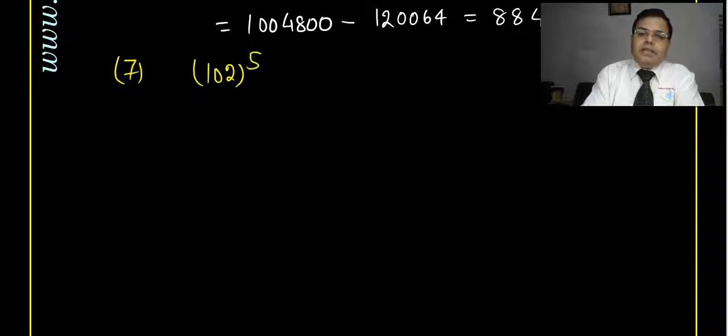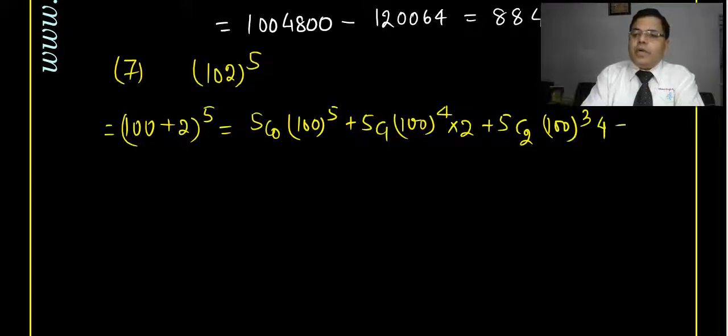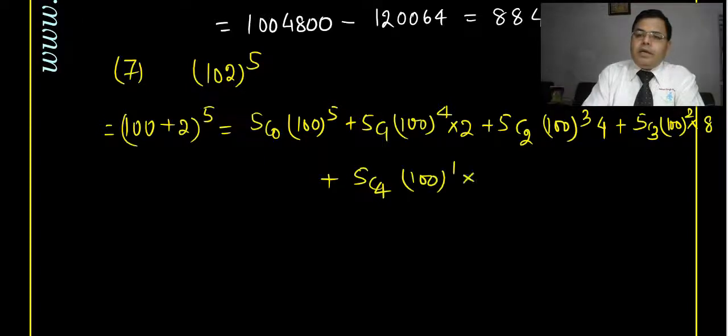So again, this can be written as (100 plus 2) whole to the power 5, isn't it? So that can be written as 5C0 100 to the power 5, plus 5C1 100 to the power 4 into 2, plus 5C2 100 to the power 3 into 4, 2 square is 4, and now 5C3 100 to the power 2 into 8, plus 5C4 100 to the power 1 into 16, plus 5C5 into 32, 2 to the power 5, that is 32.